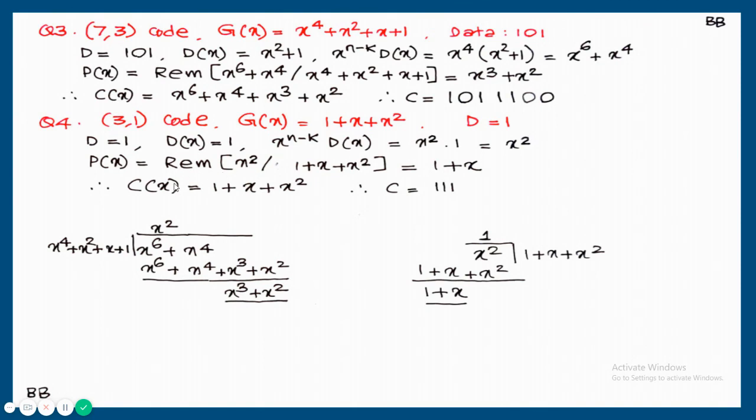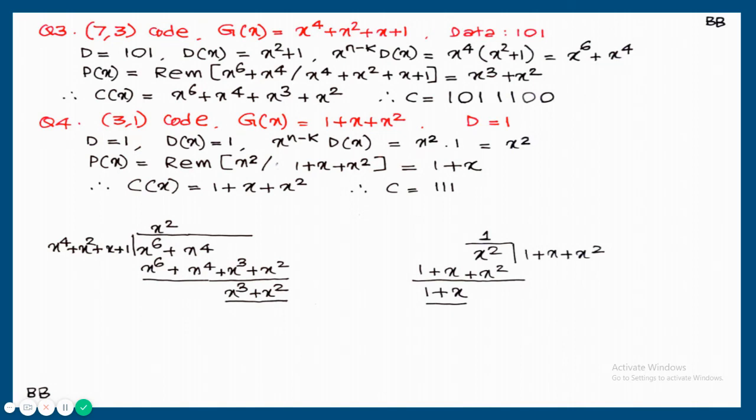Now C of x we are writing: first remainder 1 plus x, plus the product. This product is x square. That x square is written here. So 1 plus x plus x square. So C is equal to 1, 1, 1. This I have told you earlier. For a 3,1 code, there is no difference between systematic or non-systematic cyclic code. The codes are always like this. For 1, it will be 1, 1, 1. And for 0, it will be 0, 0, 0.